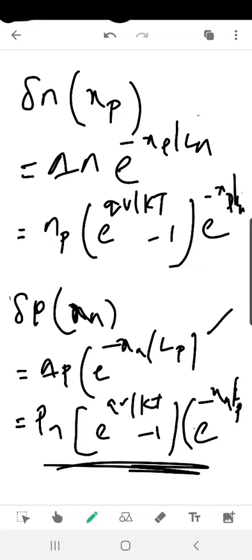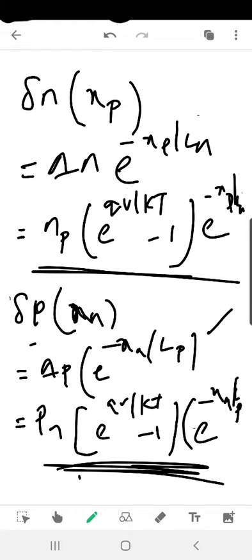So this will be our excess minority carrier concentration of holes, and this will be the excess minority carrier concentration of electrons. This gives us the excess minority carrier concentration. Excess means the carriers which are generated during reverse bias.